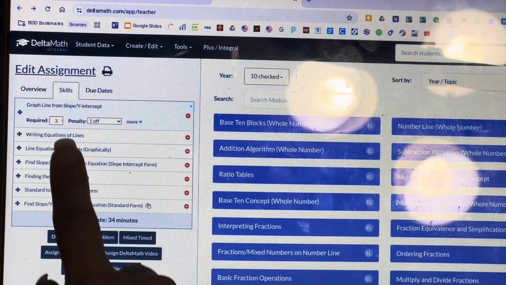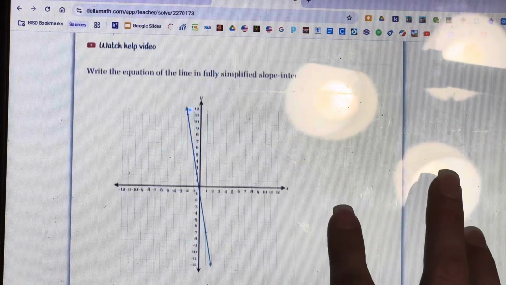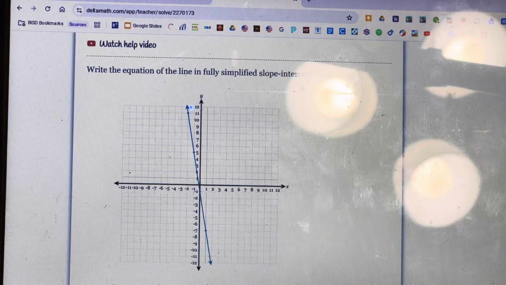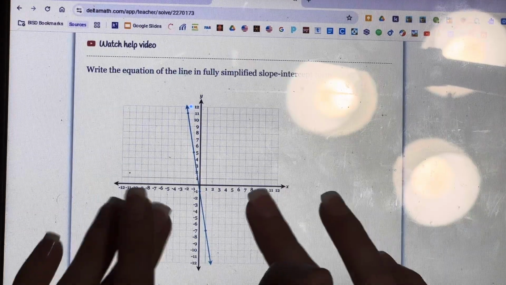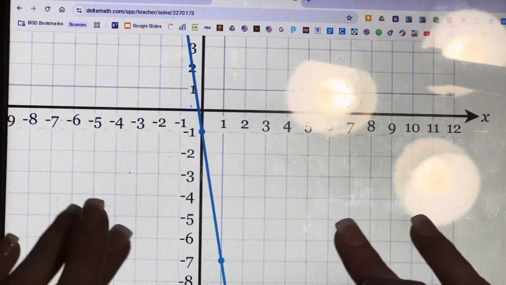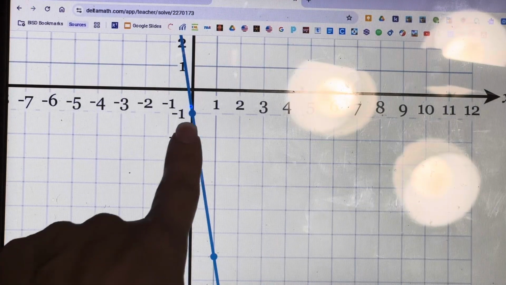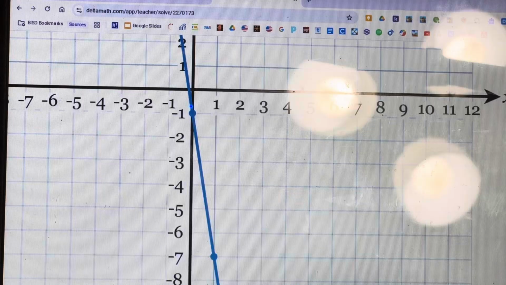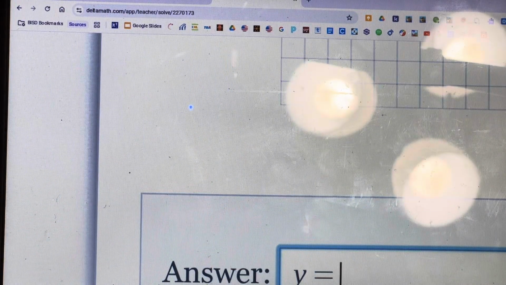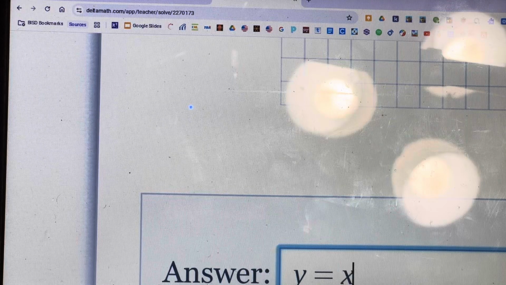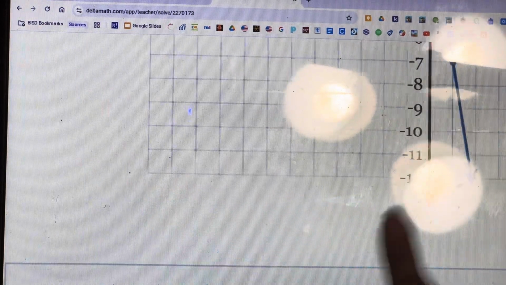All right, second set of problems. It says write an equation of the line in fully simplified slope-intercept form. So in this case, we want to pick 2 points. Looks like they gave us 2 points here. First, our y-intercept is -1, so I know my b is -1. Got y equals something x minus 1. That's my y-intercept.